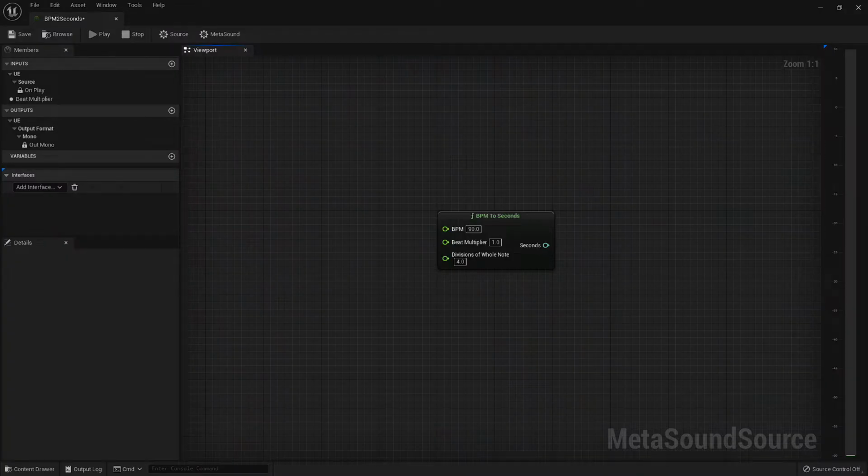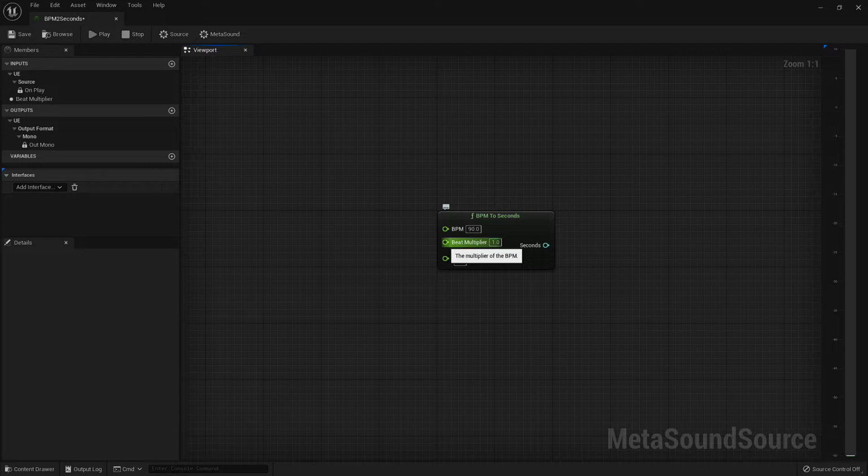This node is fairly straightforward in the sense that it's a conversion tool to change from beats per minute into seconds. However, we do have a few parameters to define because it's not as simple as just taking your BPM and dividing it by 60. Although that is partially what is happening. The first input we have is, of course, the BPM that we want to convert.